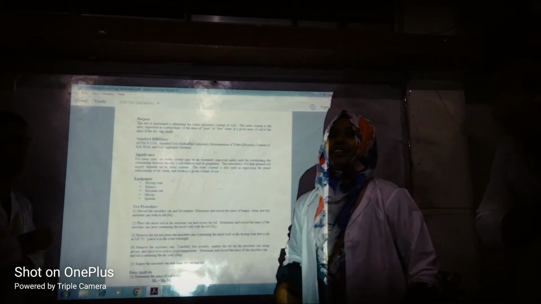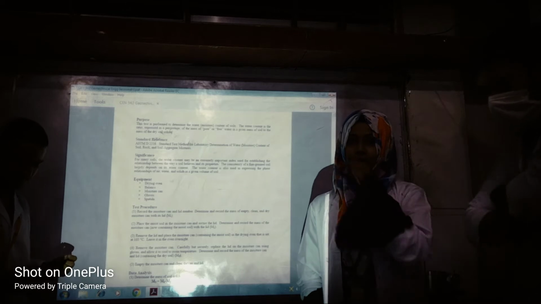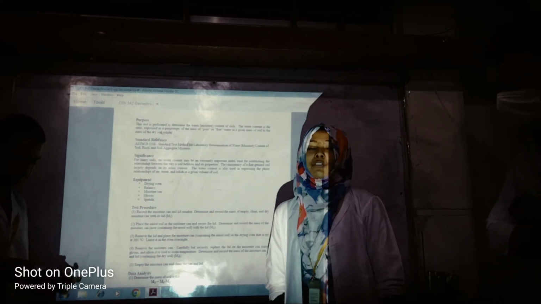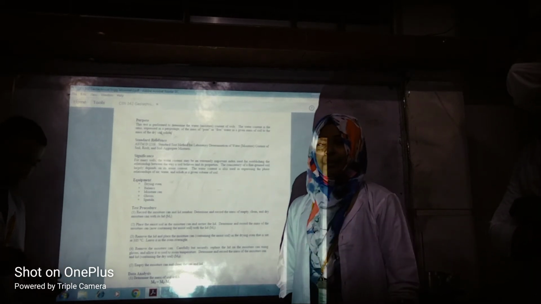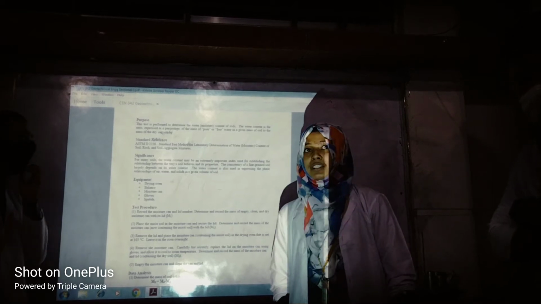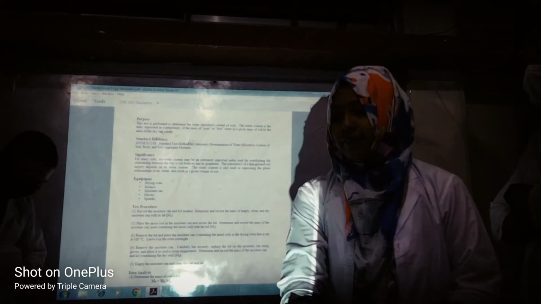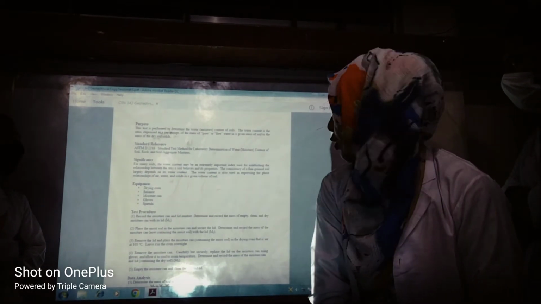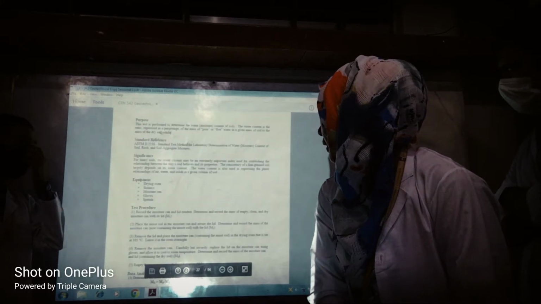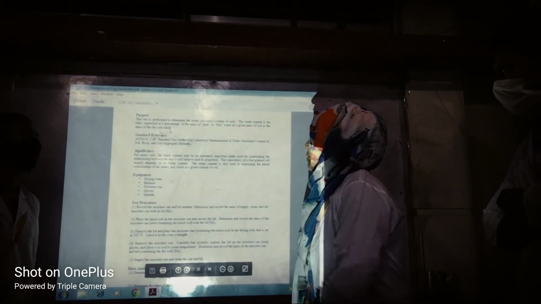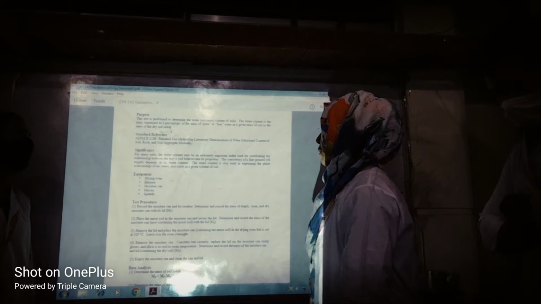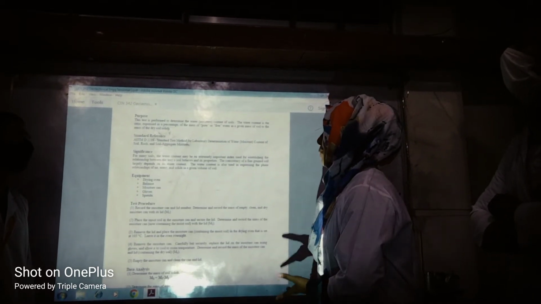Today we will discuss the experiment on the moisture content of soil. My friends have already described the purpose and the standard reference. Now I will describe the significance.